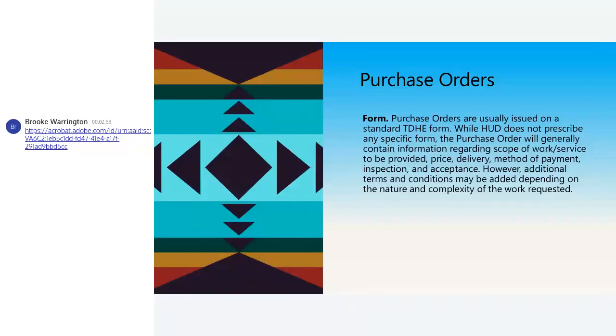Things like that. So they're usually issued on a standard TDHE form. HUD doesn't prescribe any form for your purchase order. It'll generally contain information regarding the scope of work, the service to be provided, delivery, method of payment, inspection, acceptance. Additional terms and conditions can be added depending on the nature and the complexity of work that you're requesting on that purchase order. And there should be multiple copies of it.